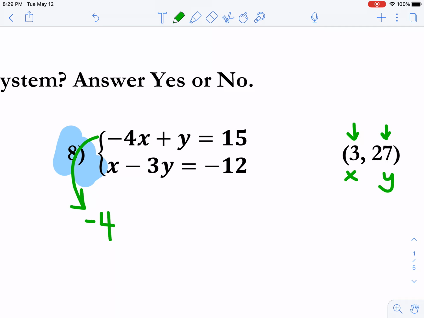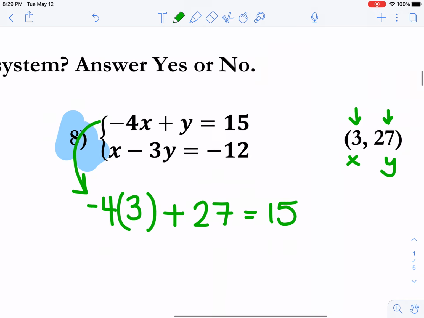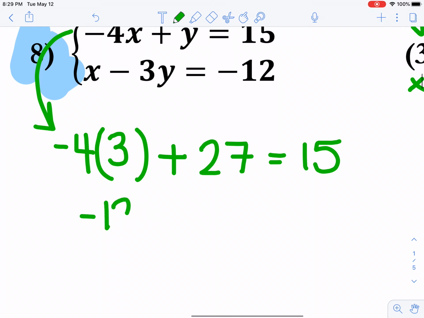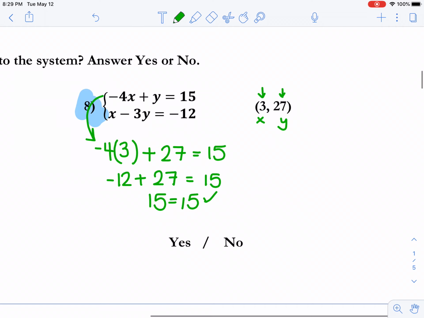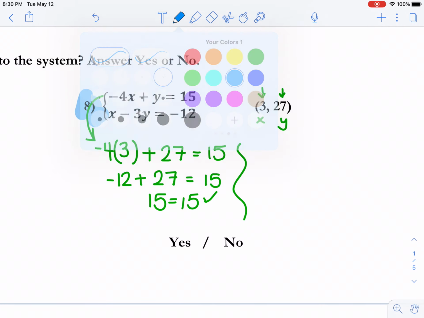For example, negative 4 times 3, because x is 3, plus 27 equals 15. Let's see if that's true. We get negative 12 plus 27 equals 15, and sure enough, that is a true statement. But I'm not done yet, because I cannot just check one equation. I have to check both equations, right?